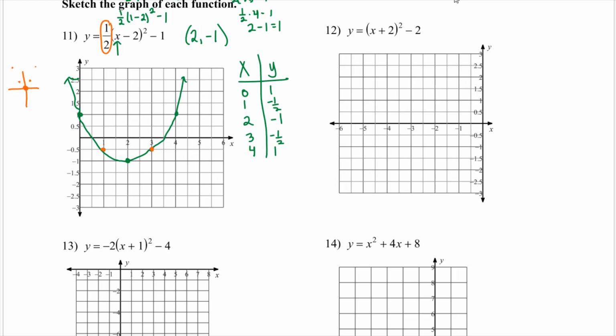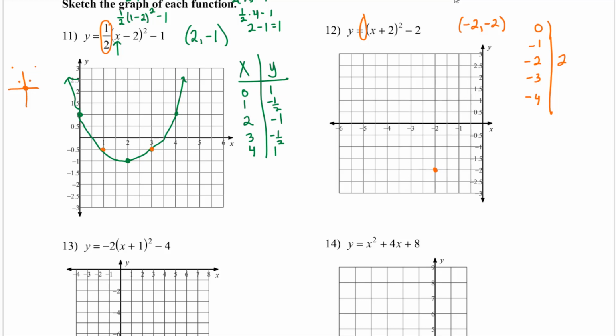So 12, our vertex is -2 from the inside and -2 from the outside. And if we're making a table of values, we'd want to pick numbers that are close to -2, like -1 and 0, and -3 and -4. And then we'd find the y values that go with it. If you're wanting to use the transformations instead, you go to -2, -2, and then since there's nothing in front of here, it opens up because it's positive, and it's going to follow that pattern I was just talking about.